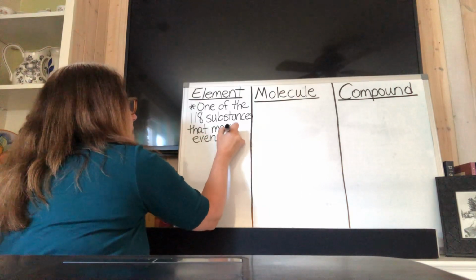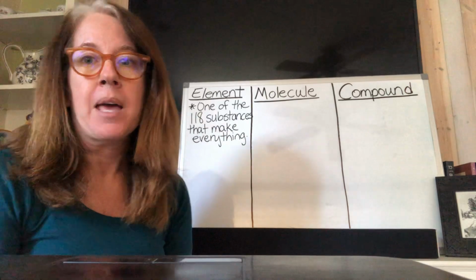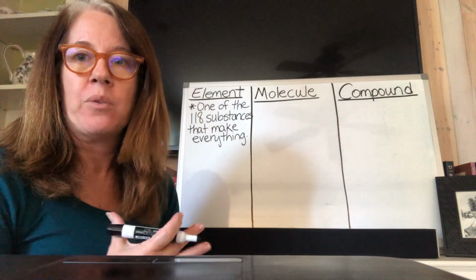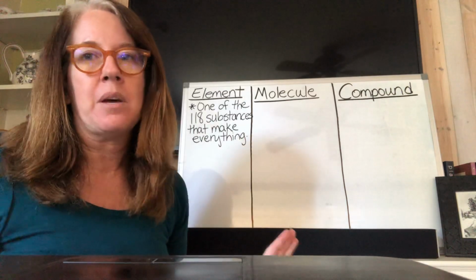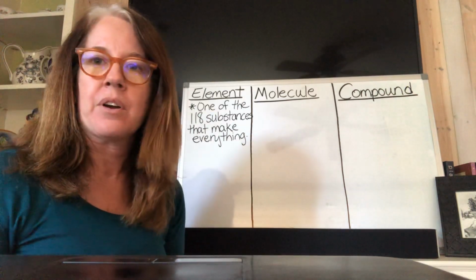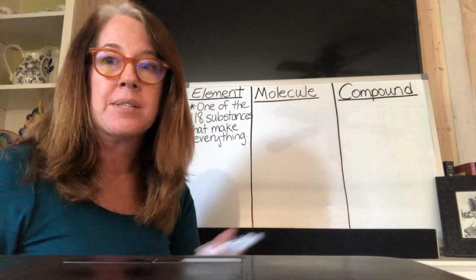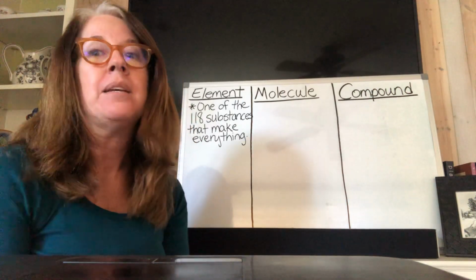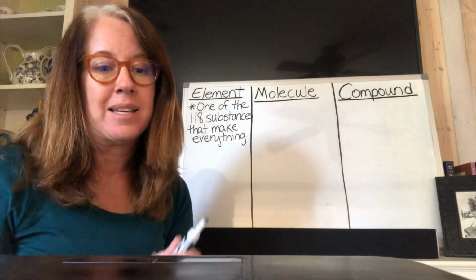And remember, we said that these substances are kind of like the ingredients of a recipe. They combine in different ways, and they combine in different amounts, and there's just an infinite number of combinations, and all those different combinations go to make every single thing that you see around you, in your home, outside, in the world, things that are man-made, things that are in the natural world. 118 elements, that's it.